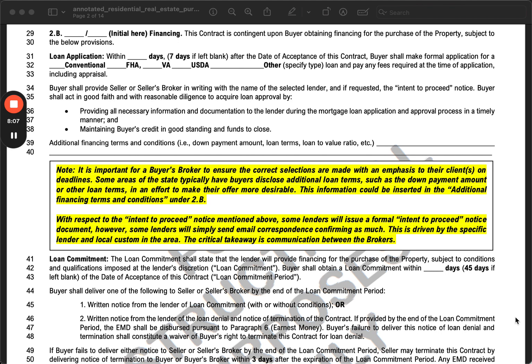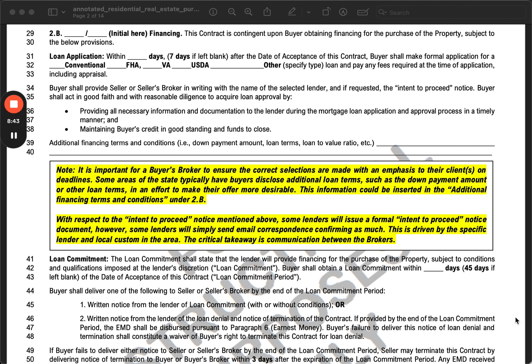Line 34, buyer shall provide the seller or the seller's broker in writing with the name of the selected lender and, if requested, the intent to proceed notice. Buyer shall act in good faith and with reasonable diligence to acquire loan approval by, line 36, providing all necessary information and documentation to the lender during the mortgage loan application and approval process in a timely manner, and, line 38, maintaining the buyer's credit in good standing and funds to close.